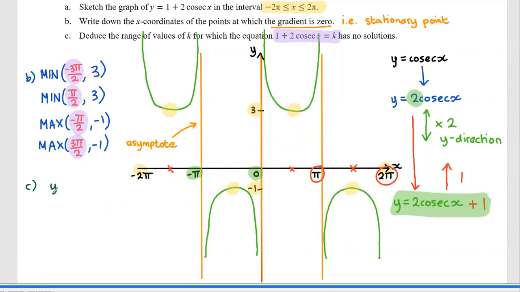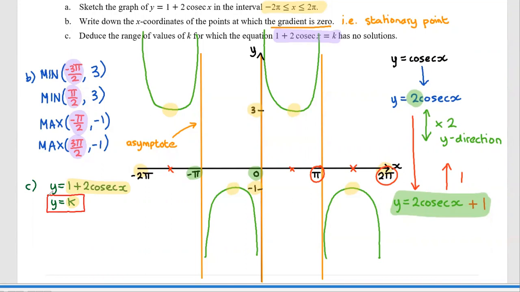We've already drawn the graph of y equals 1 plus 2 cosec x. Now then, we're interested in where this graph, 1 plus 2 cosec x, is equal to k. So we could also consider the graph of y equals k, because these two expressions, k and 1 plus 2 cosec x, must be the same. So if we sketch the graph of y equals k on the graph we've already got, then we should be able to deduce the range of values of solutions.